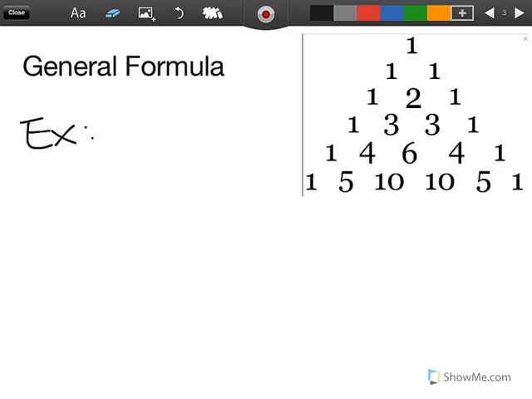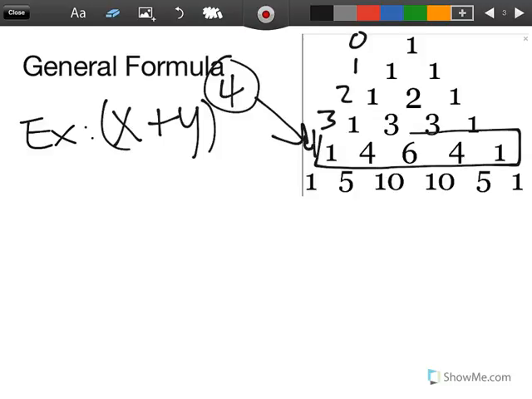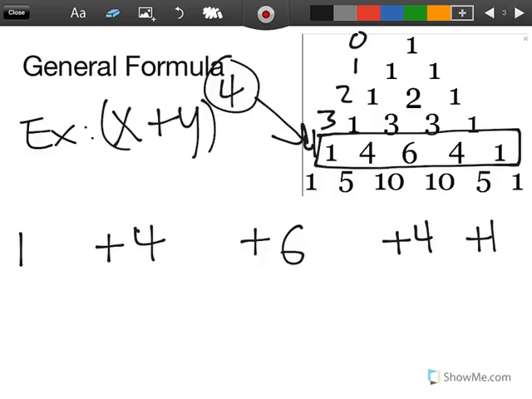And so on. A general formula for using Pascal's triangle would be (x + y) to the fourth. Since this is a fourth power polynomial, we'll go down Pascal's triangle. This one's 0, 1, 2, 3, and 4. So we'll use this row of leading coefficients. Alright, so we'll start out by just putting the leading coefficients in. This is 1 plus 4 plus 6 plus 4 plus 1.